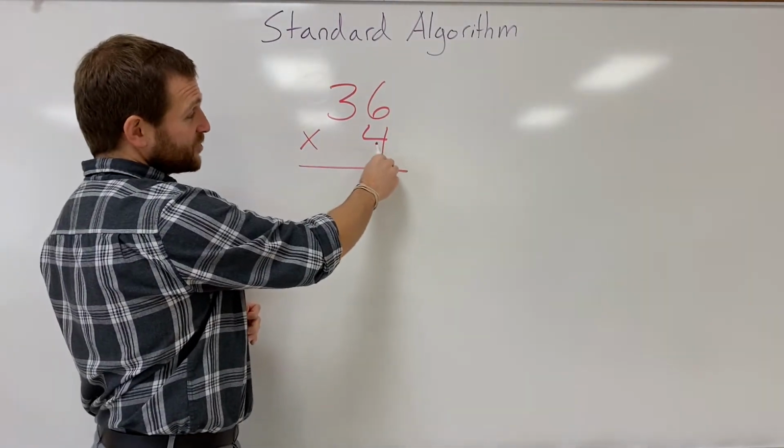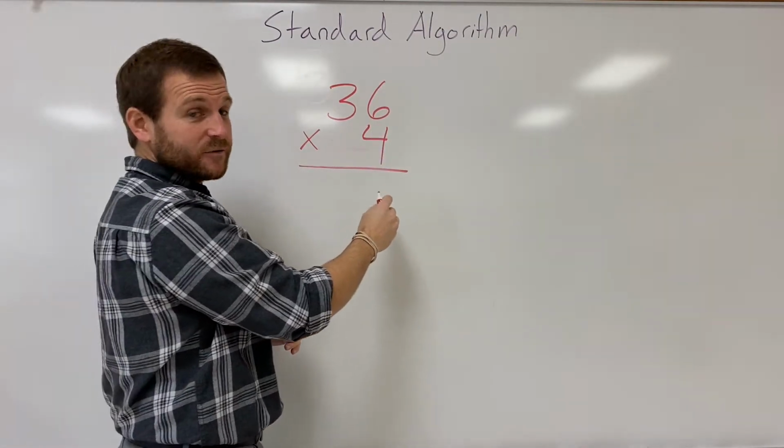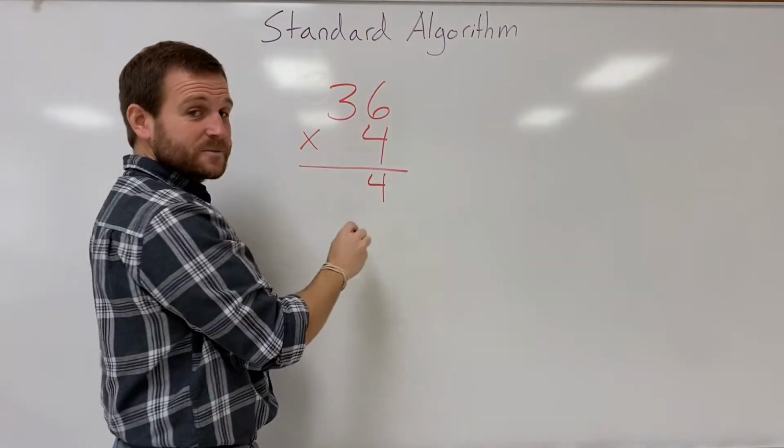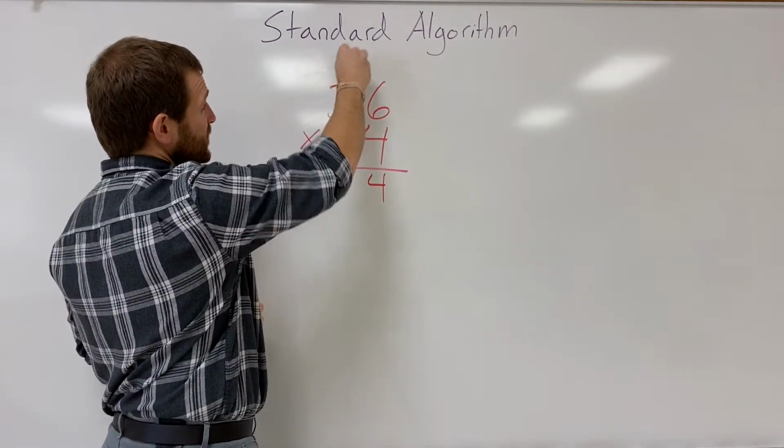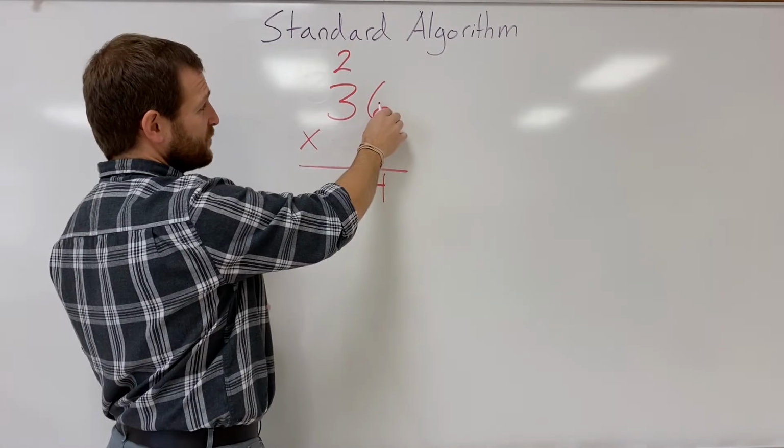So I'm going to start by multiplying 4 times 6. And 4 times 6 is going to be 24. So I write my 1s in my 1s place, and my 10s, 20, are carried over into my 10s place. So I've done 4 times 6.